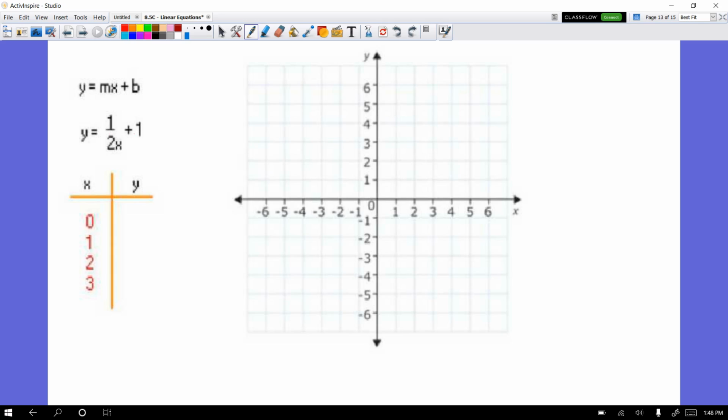So I'll always start with your y-intercept. That's going to be at positive 1. And you're going to go up 1 over 2, up 1 over 2, up 1 over 2. And you can see how it's already less slanty.